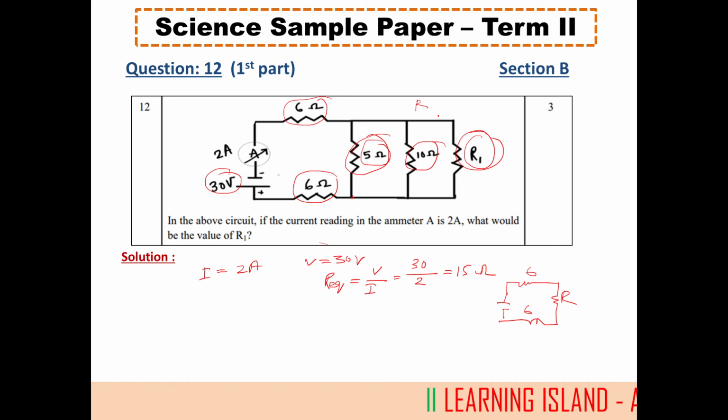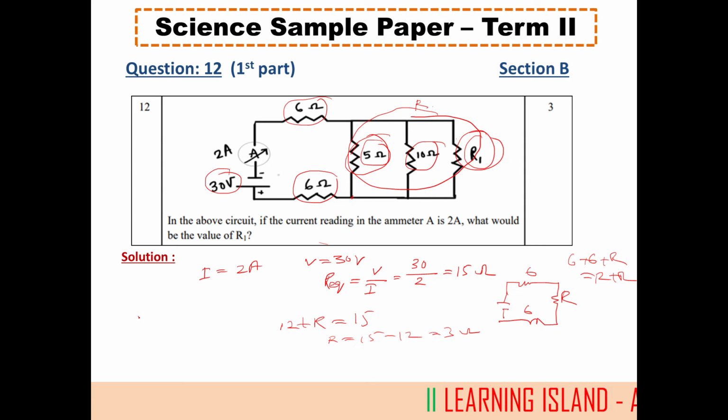This is R, combining these three. If I put R here, this 6 and 6 are in series, so it will be 6 plus 6 plus R, that means 12 plus R. That 12 plus R will be equal to 15, because this is the equivalent resistance of the circuit. So from here I can get R. R is 15 minus 12, equal to 3 ohm. That means the equivalent resistance between these three is 3 ohm.